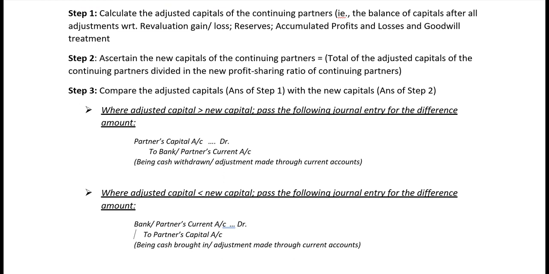Where the adjusted capital is less than the new capital, we need to pass the following entry for the difference amount. Debit the bank account or partner's current account depending on whether cash is being brought in or adjustment is being made through partner's current accounts, and we will credit the partner's capital accounts. So these are the 3 steps to be followed in this second method of adjustment of capital at the time of retirement of partner.